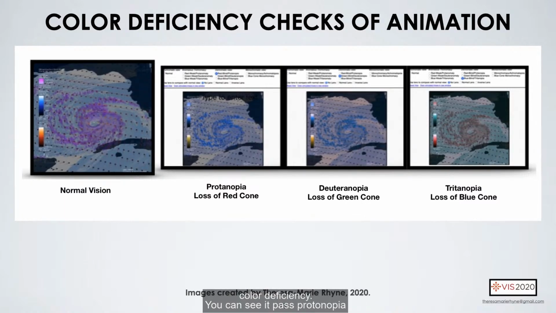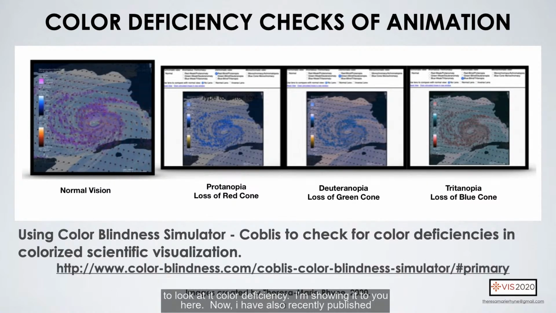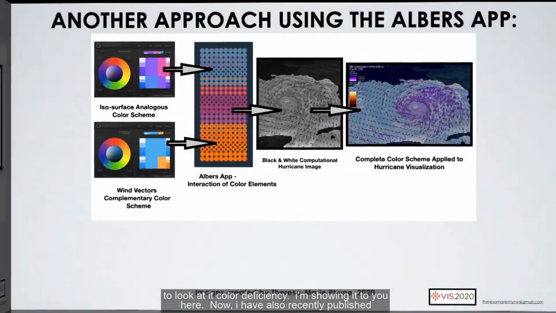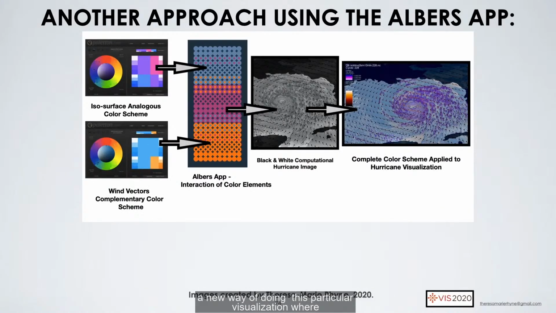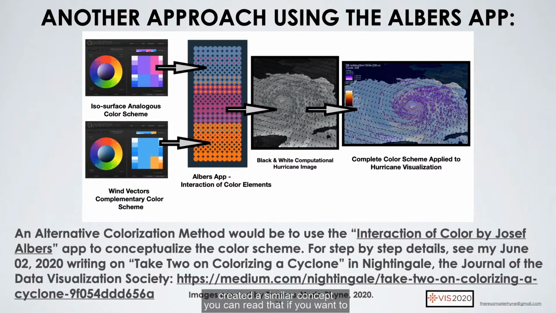Then when we looked at color deficiency, we wanted to make sure in case some of our researchers might have a color deficiency. You can see it passed the Protanopia, Deuteranopia, and Tritanopia tests. I'm using a tool called ColorBrewer, by the way, to look at it, and I'm showing it to you here. Now, I have also recently published a new way of doing this visualization approach using the Albers app, and you can see I did a little bit of bubbles, and I created a similar concept. You can read that if you want to.